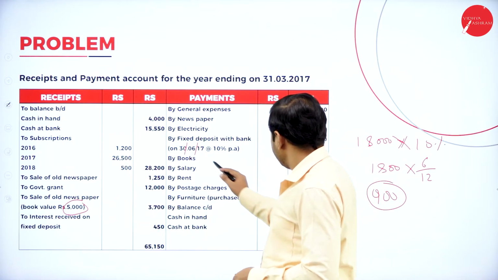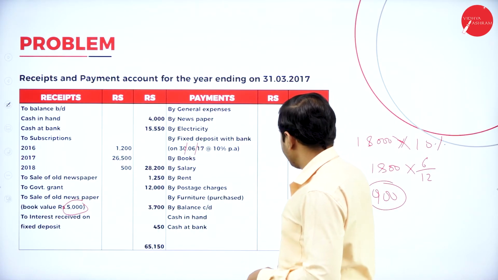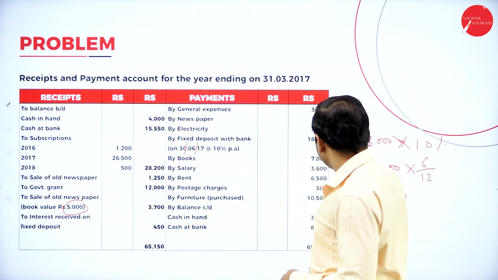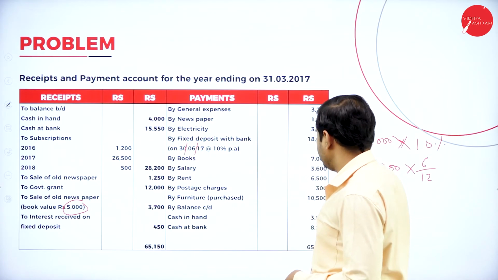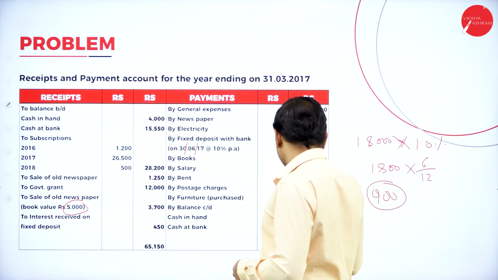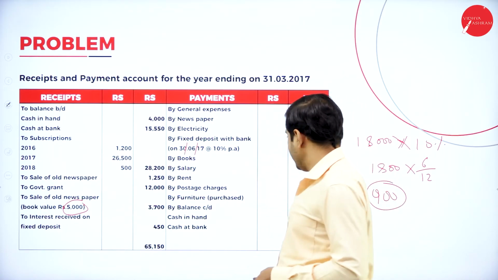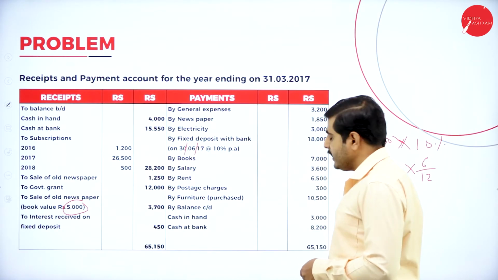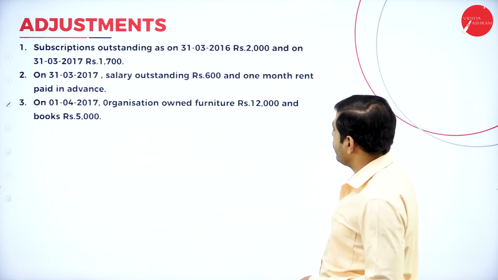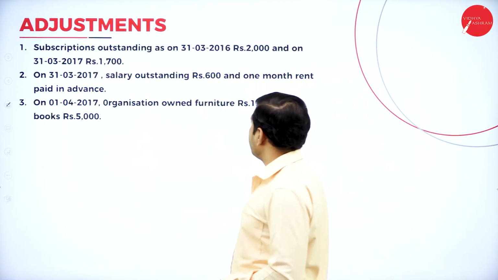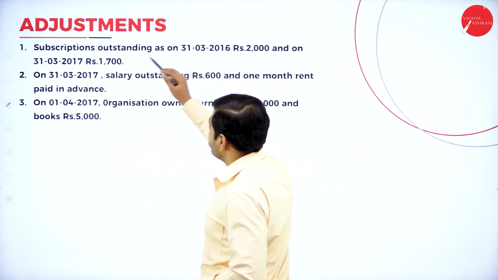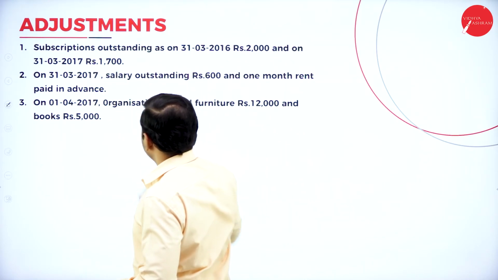Again, next point: books purchased 7,000, salary paid 3,600, rent paid 6,500, postage charges 300, furniture purchased 10,500, balance carried down, cash balance 3,000, bank balance 8,200. Now let's go to the subscription outstanding: as on 31st March 2016 rupees 2,000, and as on 31st March 2017 rupees 1,700.